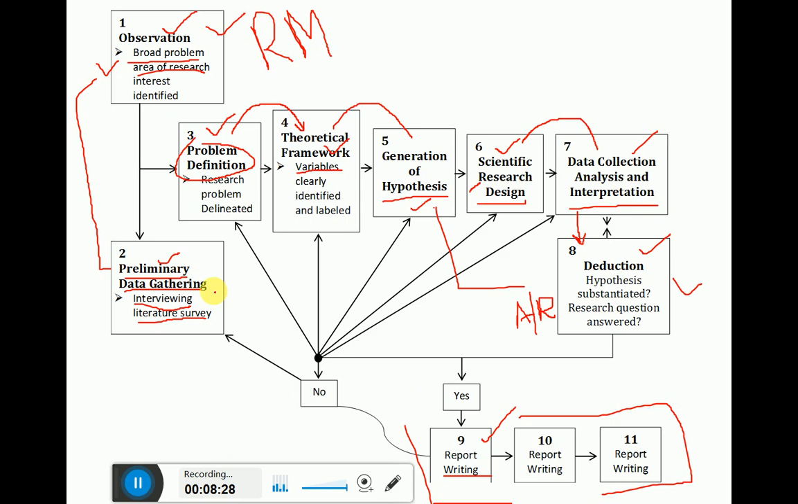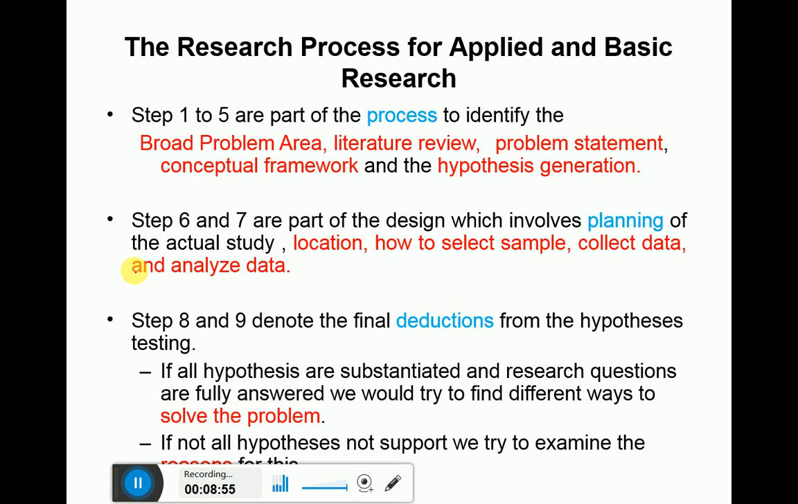Now in this lecture we will start with the first two steps. Number one is the observation step or broad problem area, and the next is preliminary data gathering. In this lecture, inshallah, we are going to discuss only these two steps. Now let's start from the first. Clear? The research process for applied and basic research.